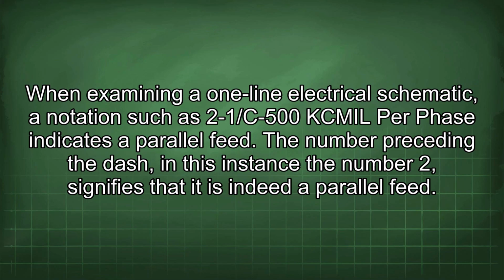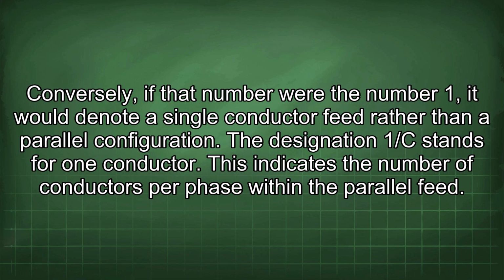When examining a one-line electrical schematic, annotations such as 2-1/C-500 KCMIL per phase indicates a parallel feed. The number preceding the dash, in this instance the number 2, signifies that it is indeed a parallel feed. Conversely, if that number were the number 1, it would denote a single conductor feed rather than a parallel configuration.